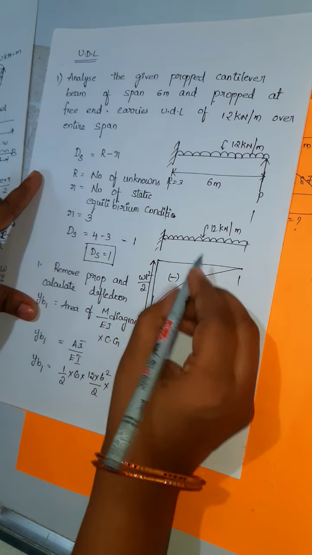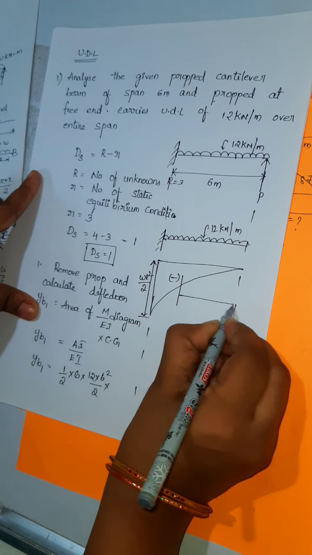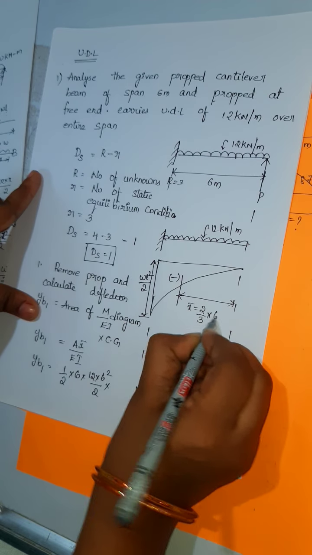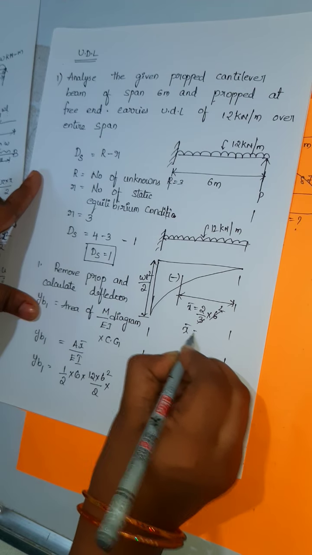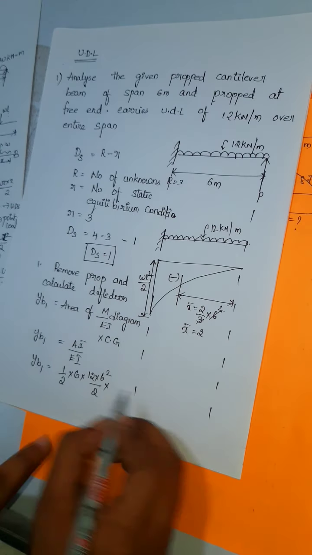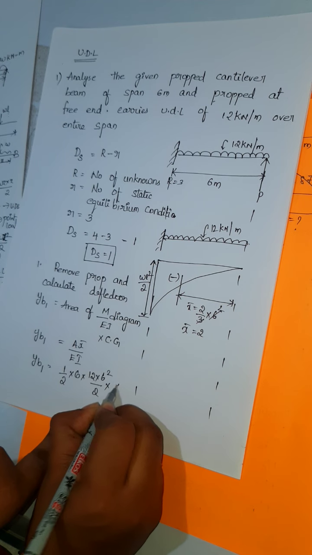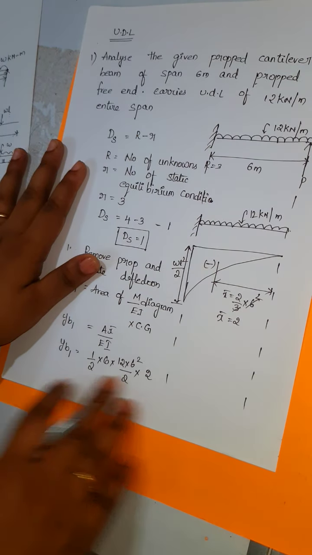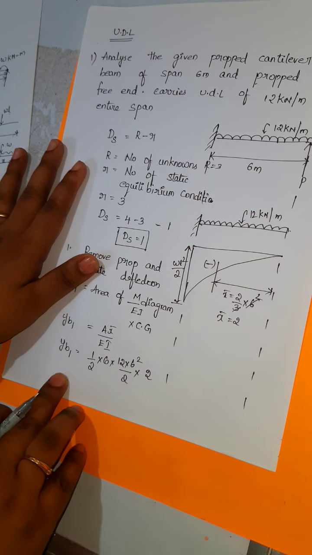I need to calculate x bar. X bar is nothing but the center of gravity up to the free end. X bar is equal to 2/3 of L, means 6. That means x bar is equal to 2 meters distance. So here I am substituting x bar how much? 2. Okay. See here.